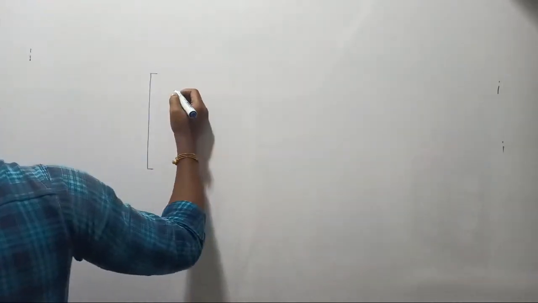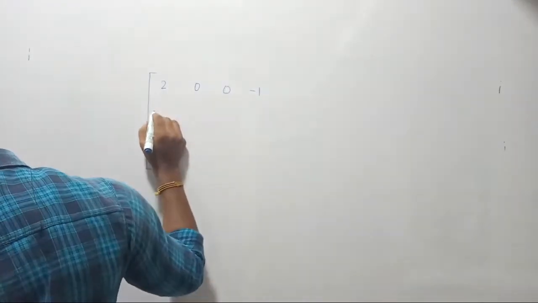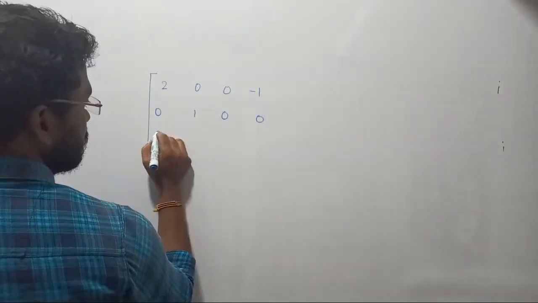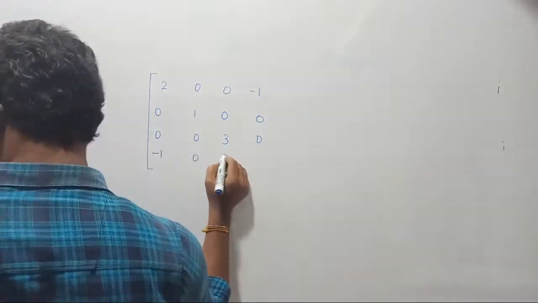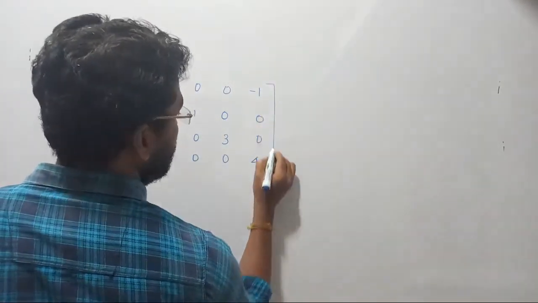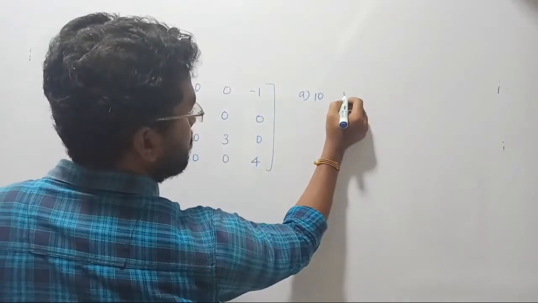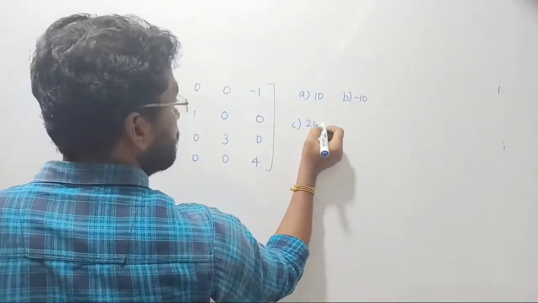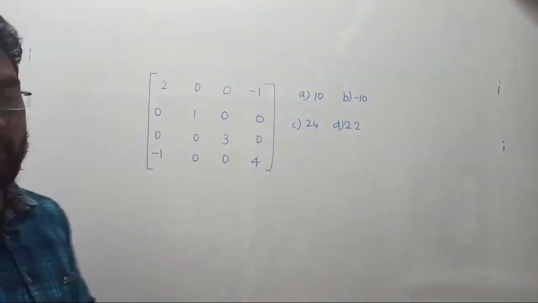The given matrix is: first row 2, 0, 0, minus 1; second row 0, 1, 0, 0; third row 0, 0, 3, 0; fourth row minus 1, 0, 0, 4. The sum of the eigenvalues of the matrix is what? Option A is 10, option B is minus 10, option C is 24, option D is plus 22. Can anyone please tell me the answer?